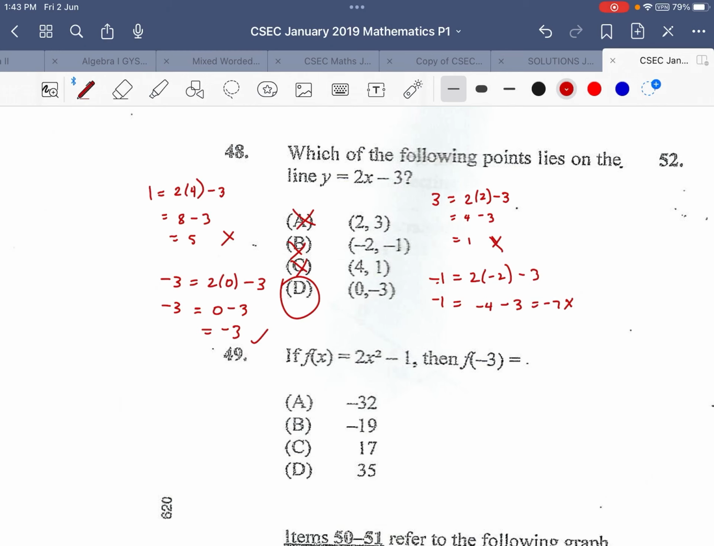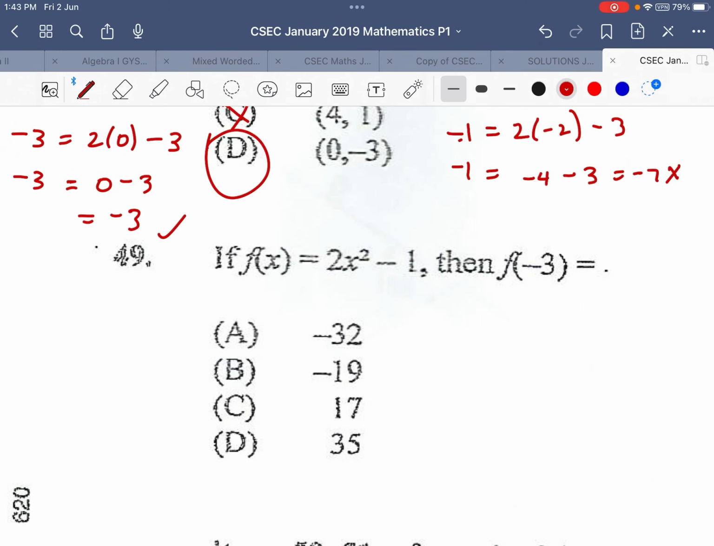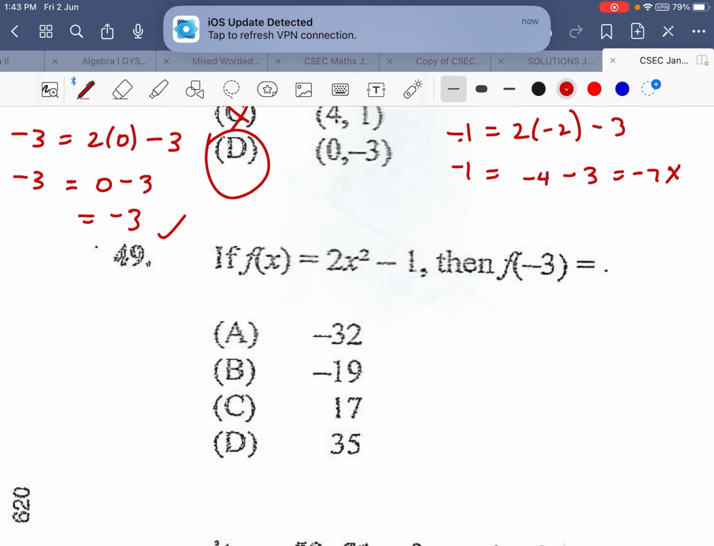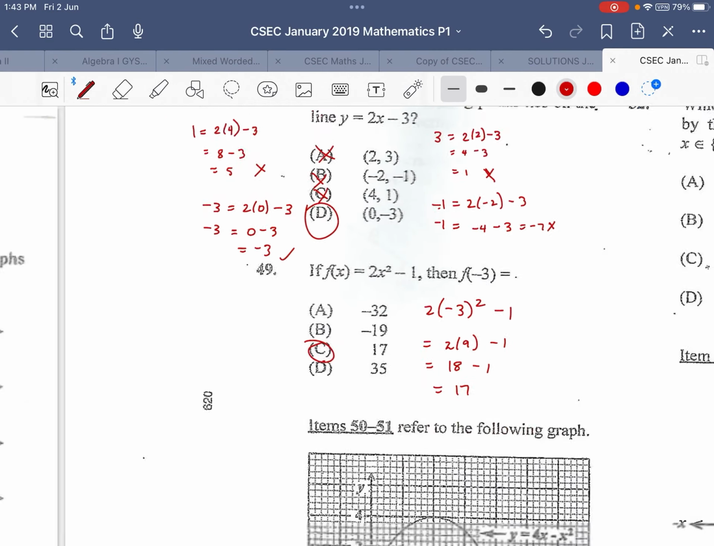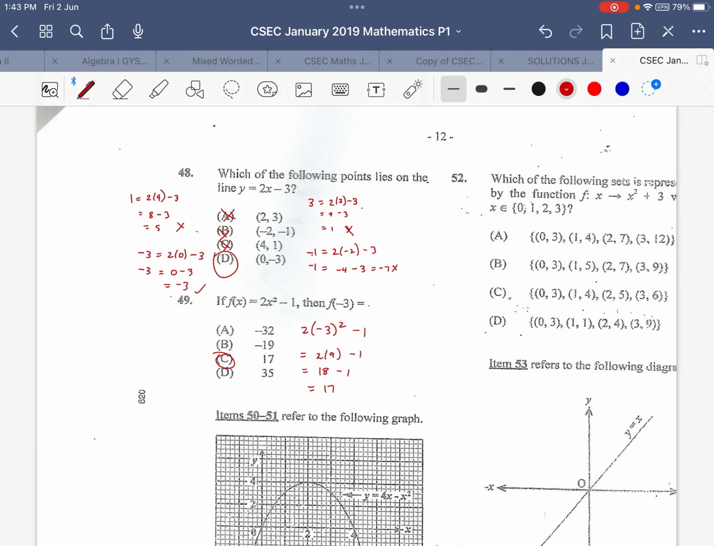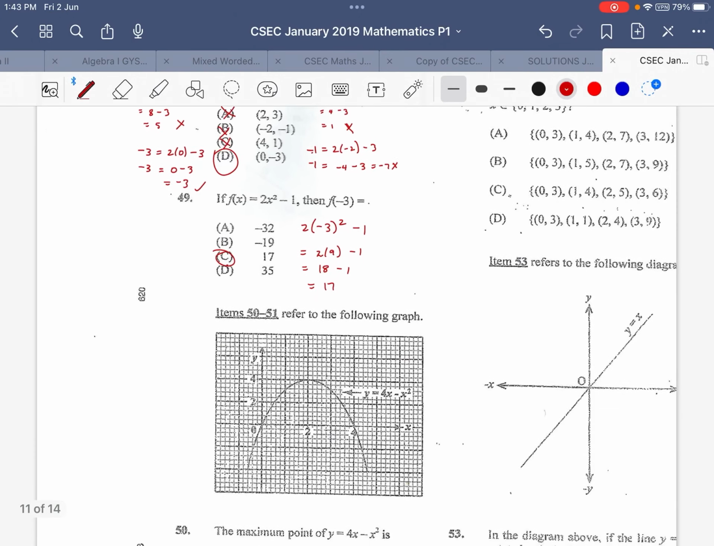Number 49, if f of x is equal to 2x squared minus 1, then f of minus 3 would be what? So we're putting in minus 3 into the function, replacing it with x. So 2 times minus 3 squared is 2 times 9, which is 18, and 18 minus 1 is 17. Just remember that any negative number squared is going to be the positive version still.